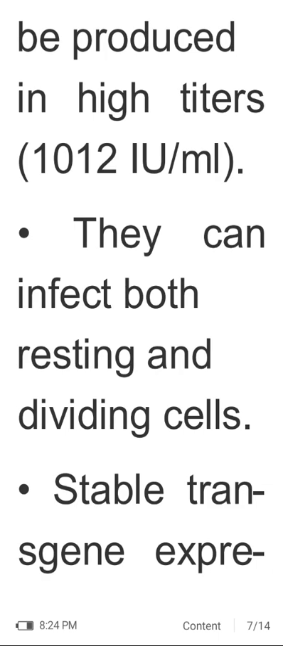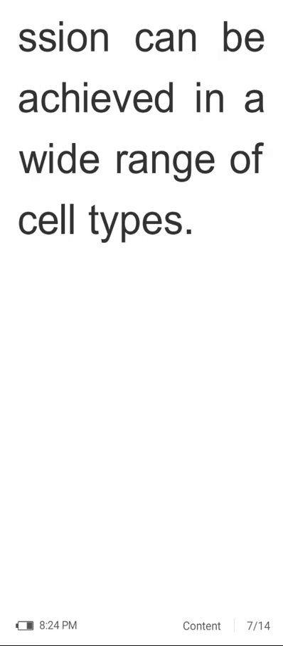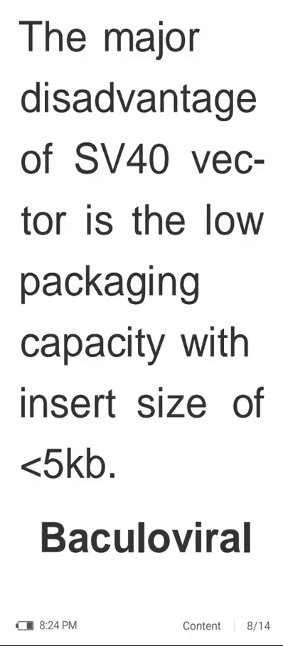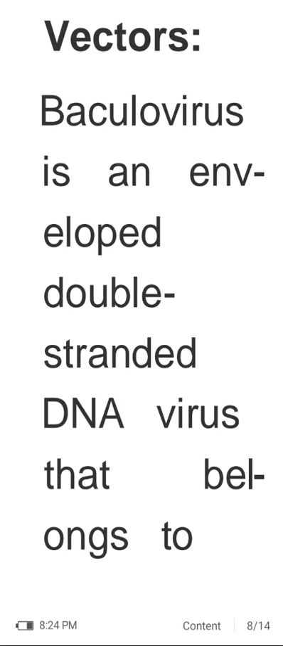SV40 can be produced in high titers, and can infect both resting and dividing cells. Stable transgene expression can be achieved in a wide range of cell types. Along with that, the major disadvantage of SV40 vectors is the low packaging capacity, with an insert size of less than 5 kb. Then baculovirus vectors.